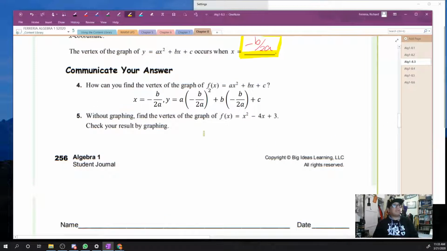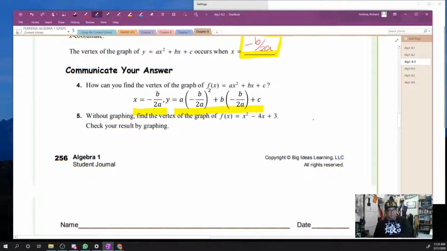How can you find the vertex? Well, the x-coordinate is negative b over 2a, and this looks like a super complicated equation, but really, once you find the x-coordinate of the vertex, you're just going to substitute it into the equation. I'll show you what that means. So the first one we're going to do here is this.